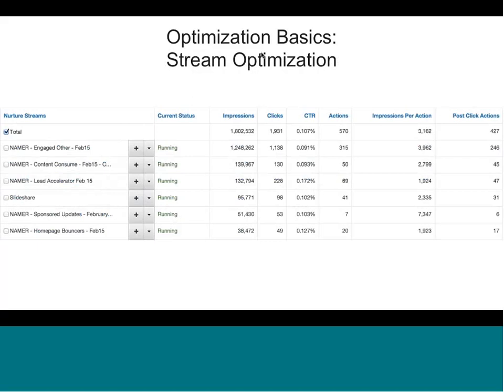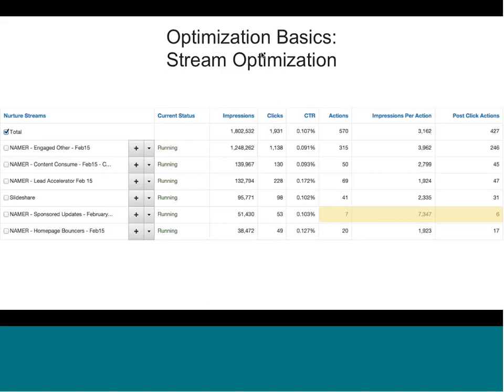Then we talked about streams a little bit earlier in making sure that they're all live, but once they are, lastly, out of the basic optimizations to make, is stream optimization. If you find that one of your streams is not performing consistently over time, then I would go ahead and turn it off. We can see here that the sponsored updates stream is not performing as well as the other streams. We only have 7 actions. Impressions per action is pretty high compared to the other streams in this example.